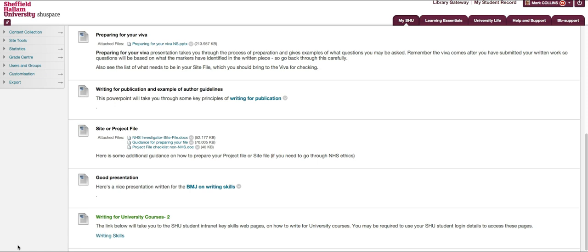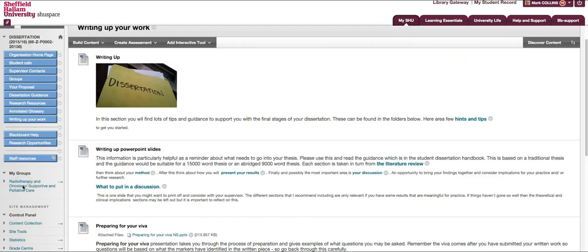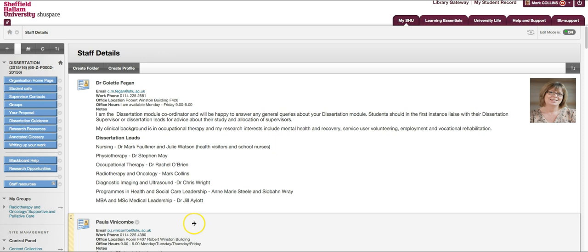So if you have any queries from this point onwards, if you've been allocated a supervisor, then that's always your first point of contact, and they're there to guide you through the process and help you with any queries and concerns that you have. If you haven't been allocated a supervisor yet, then as I mentioned earlier, if you go to the Supervisor Contacts section there, then the leads for your various professions are there, so contact those and I'm sure they'll be able to help you as well.